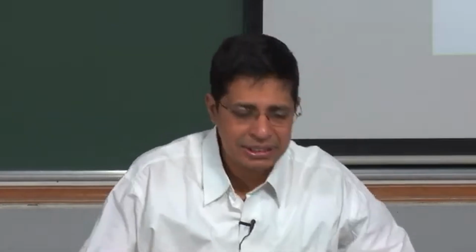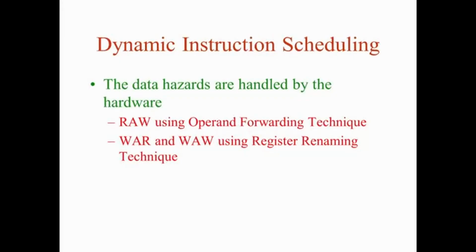Now what we will be covering is dynamic instruction scheduling, wherein the data hazards are handled by the hardware, right, they are not handled by the software. So the memory aliasing type of issues will all be handled by hardware, and that is why the hardware becomes a little more complex. Okay.